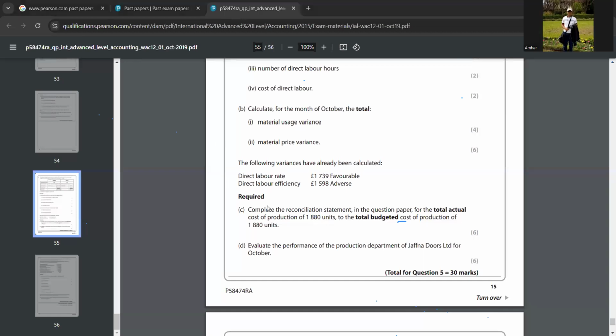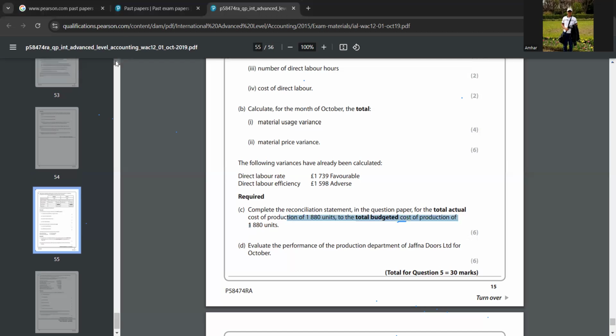Okay, so now look at C part. The following variances have already been calculated. They have calculated both of these: direct labor rate is 1,739 favorable and direct labor efficiency is 1,598 adverse. Now they are asking you to complete the reconciliation statement in the question paper for the total actual cost of production of 1,180 units to the total budgeted cost of production of 1,180 units. So let's do that.